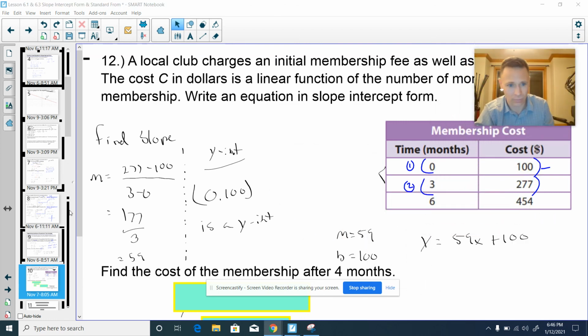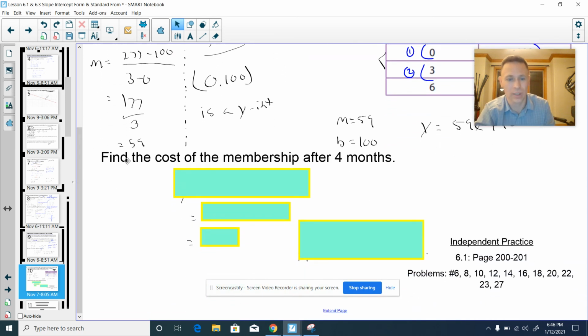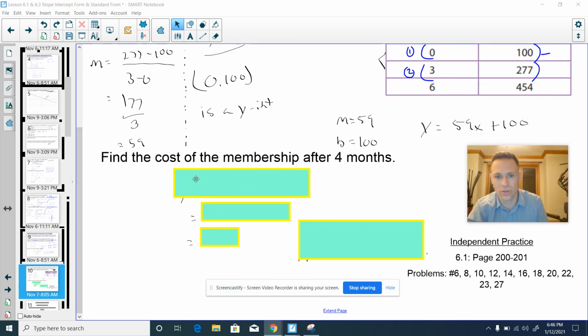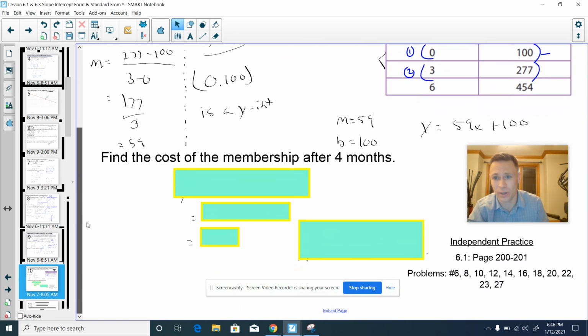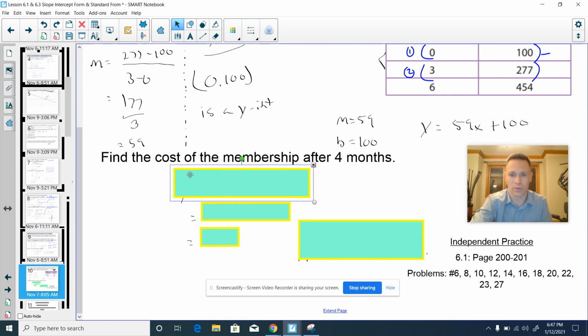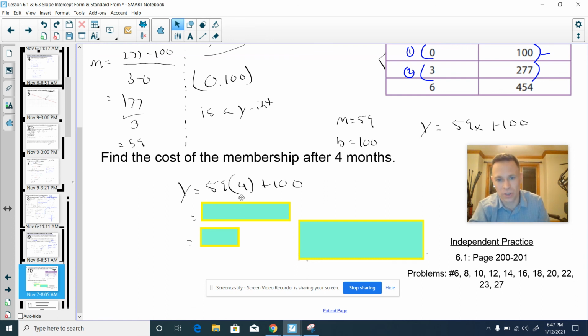All right. Last question here, and then we're done. Now we're going to use that equation to find the cost of a membership after 4 months. Well, x is the number of months here, right? So 59 times x is the monthly membership fee. So 59 is the monthly cost of a membership. So x is 4 in this case, membership of 4 months. So there I am substituting in 4 for x. 59 times 4 gives me 236.